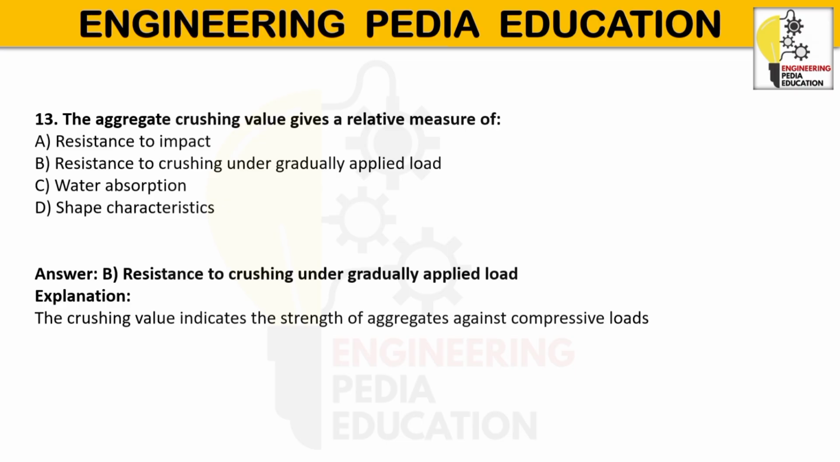The aggregate crushing value is the percentage of fines produced when a standard aggregate sample is subjected to a specific compressive load. It indicates the aggregate's resistance to crushing, that is W2 upon W1 into 100, where W1 is the total weight and W2 is the material passing the 2.36 mm sieve.